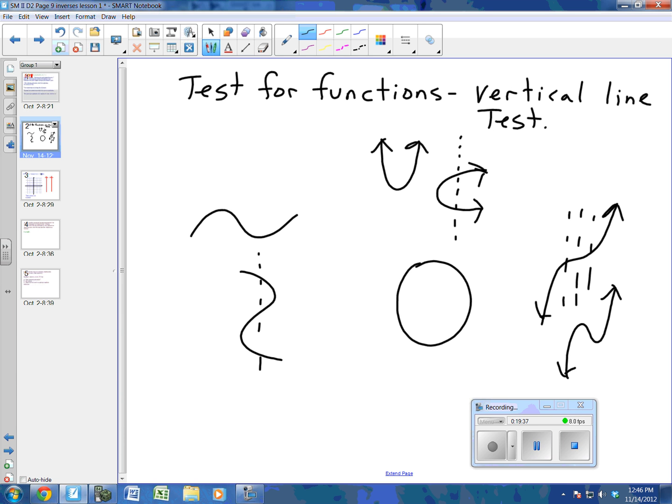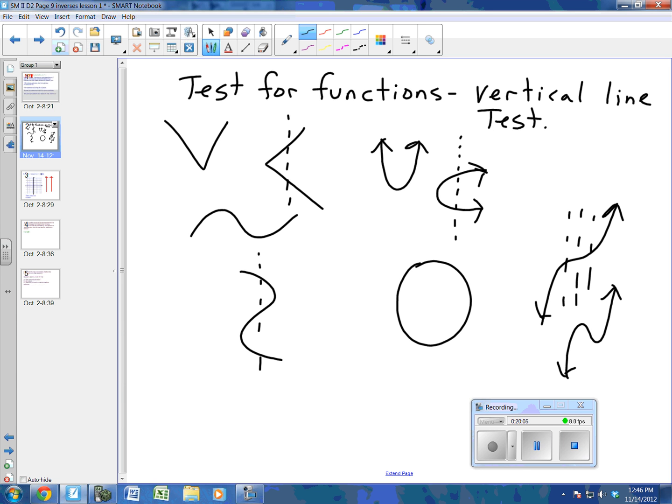How about the quadratics? I mean, not the quadratics. How about the absolute value? Well, sideways now it goes like this. Right? No, I mean, these are all functions, but their inverses are not functions. Okay? Does that make sense?